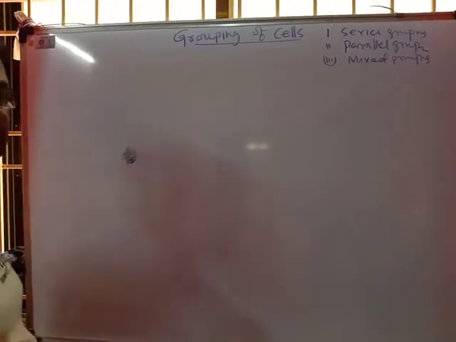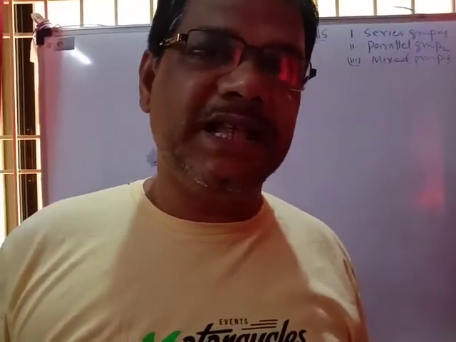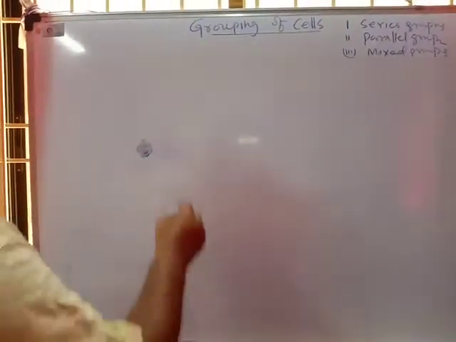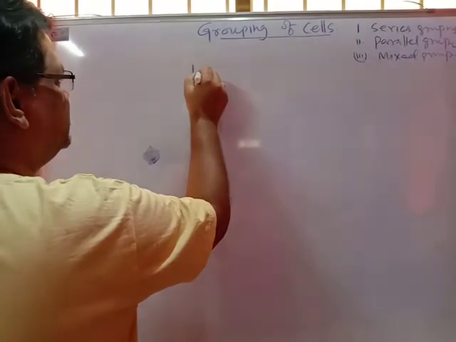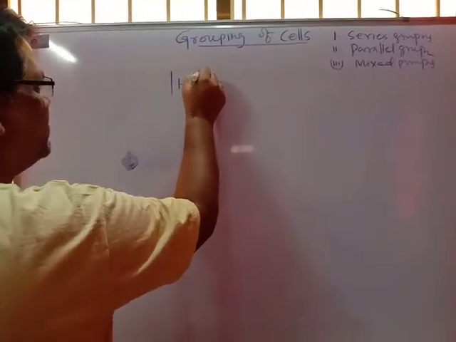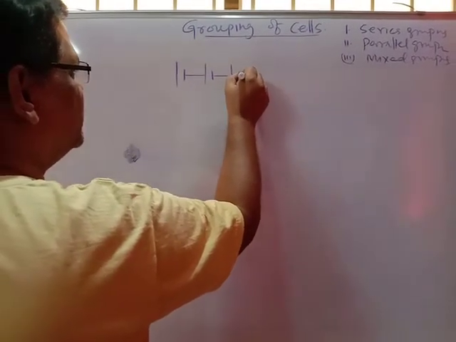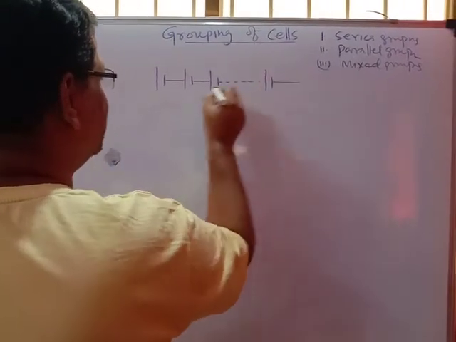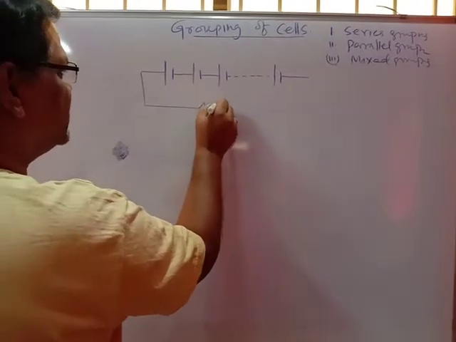The cells are said to be grouped in series if the negative terminal of one cell is connected to the positive terminal of the other cell, and so on. Suppose one cell is positive terminal, negative, again it is connected to the positive, negative. In that manner the cells are grouped. N number of cells are grouped in this manner, and it is connected to the load resistance capital R.